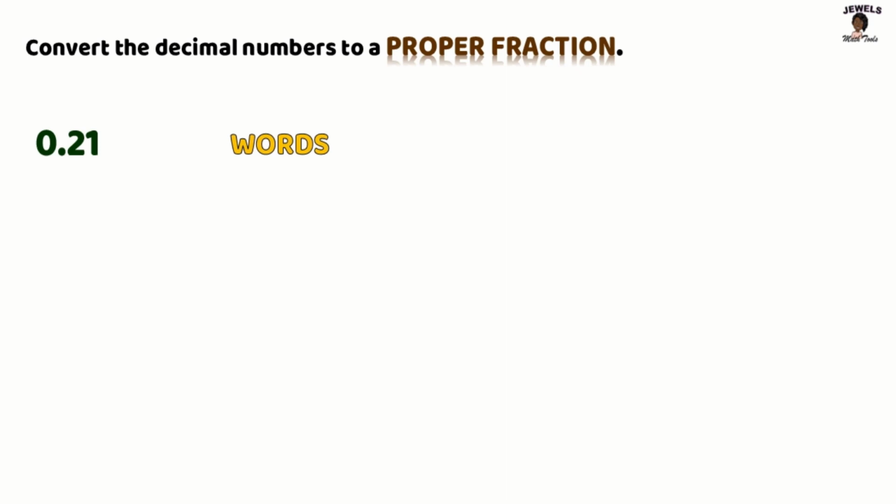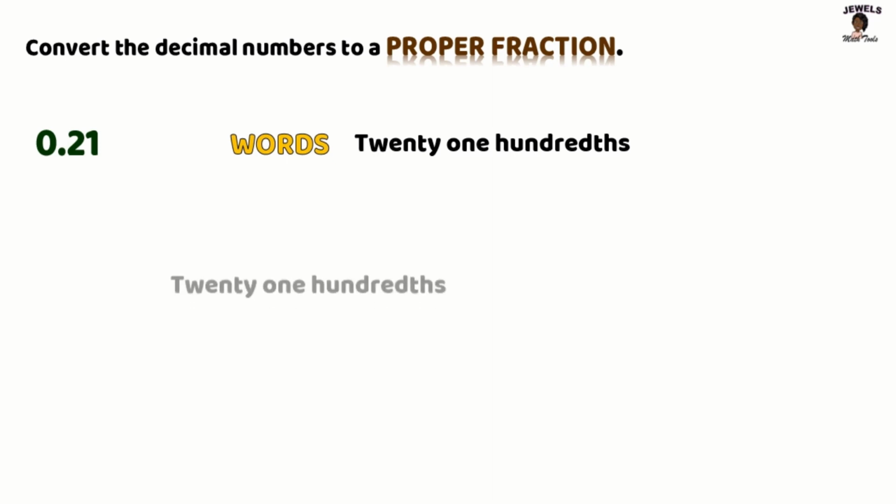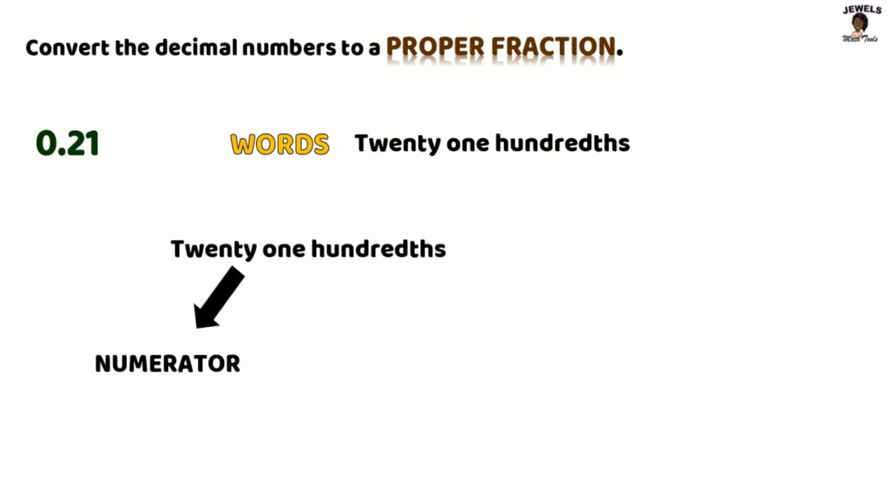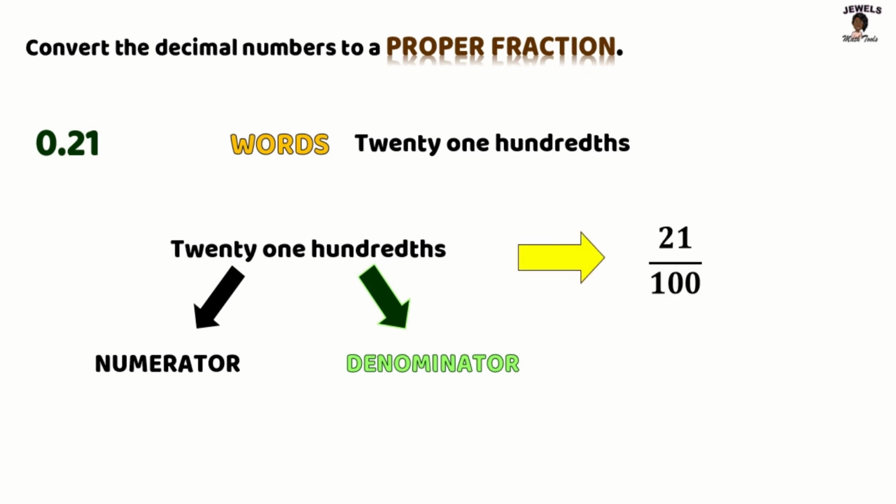Okay, so let's begin. In word form, my decimal number would be 21 hundredths. Remember, the number is 21. My 1 is in the last digit, so I'm simply going to add the hundredths, which is the position of my 1. And remember that with your parts, the 21 represents your numerator, and the hundredths represents your denominator. So as a fraction, this will be 21 100ths. 21 in your numerator, 100 in your denominator.